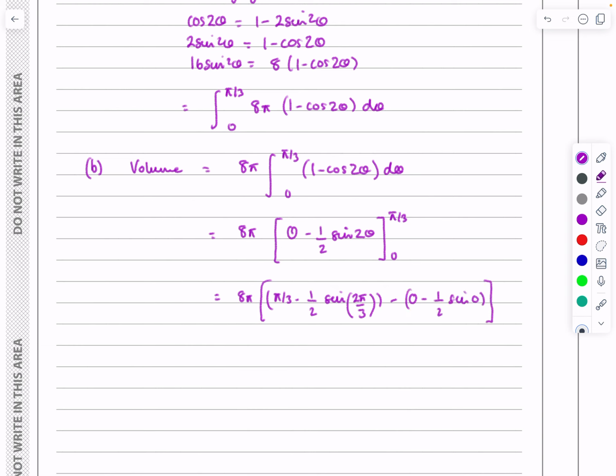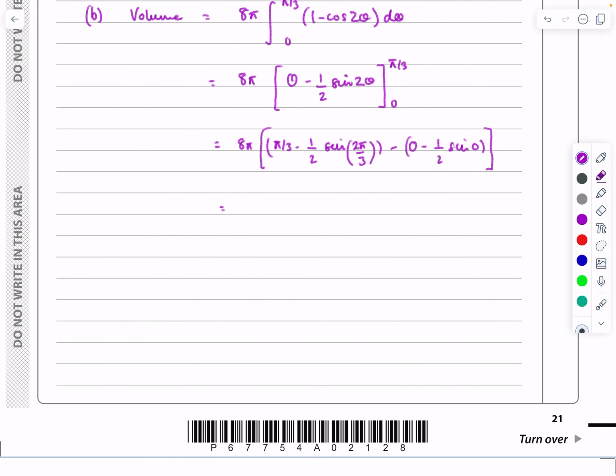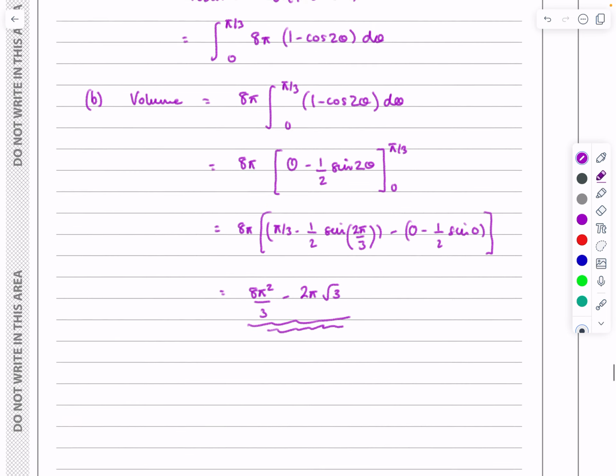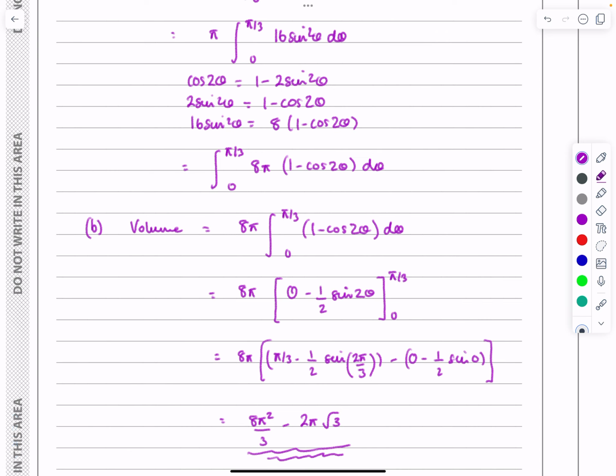Okay, if you work all that out, 8 pi times pi over 3 is 8 pi squared over 3. The noughts are all going to cancel out, and half lots of sine 2 pi over 3 works out to be minus root 3 over 4, but we're timesing it by 8 pi, so it actually tidies up to 2 pi root 3 there. If I've done that a little bit quick for you, then just slow that all down and have another look at that, but that's just basically subbing the values in. Okay, long question, lots of different parts of that you might want to go back and keep looking at again, but hopefully as an idea that makes sense.